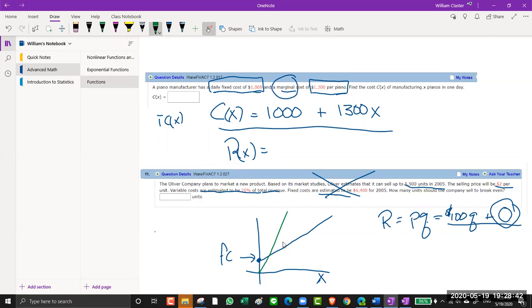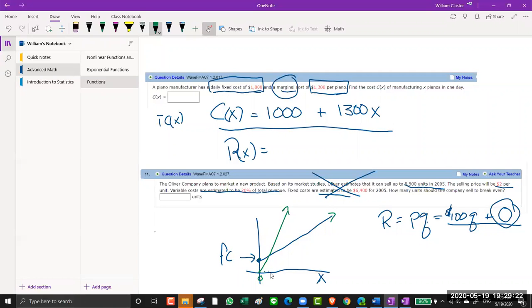In other words, if you sell 0 items, your cost is going to be higher than your revenue because you have a fixed cost, but revenue starts at 0. So the fixed cost is going to cost you money. But hopefully, as you increase sales, your revenue will overcome the cost. Otherwise, you're never going to make a profit. If it doesn't do that, you're in trouble.